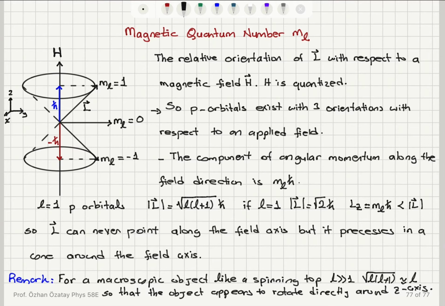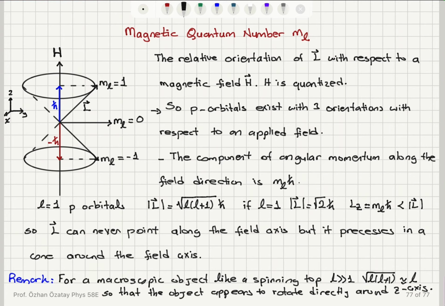Okay, so we talked about the significance of the magnetic quantum number m sub L. It tells us the possible relative orientations of the angular momentum vector with respect to an externally applied magnetic field. In the case of p orbitals, where L equals 1, there are three possible values, minus 1, 0, and 1 for m sub L, and that means the z component of the angular momentum, if the applied field is in the z direction, is h bar, minus h bar, or 0. So it's m sub L h bar.